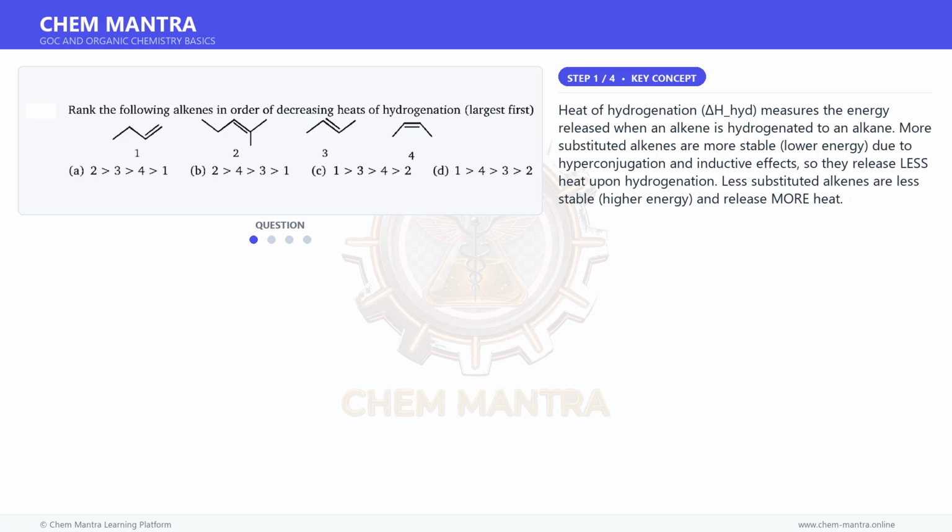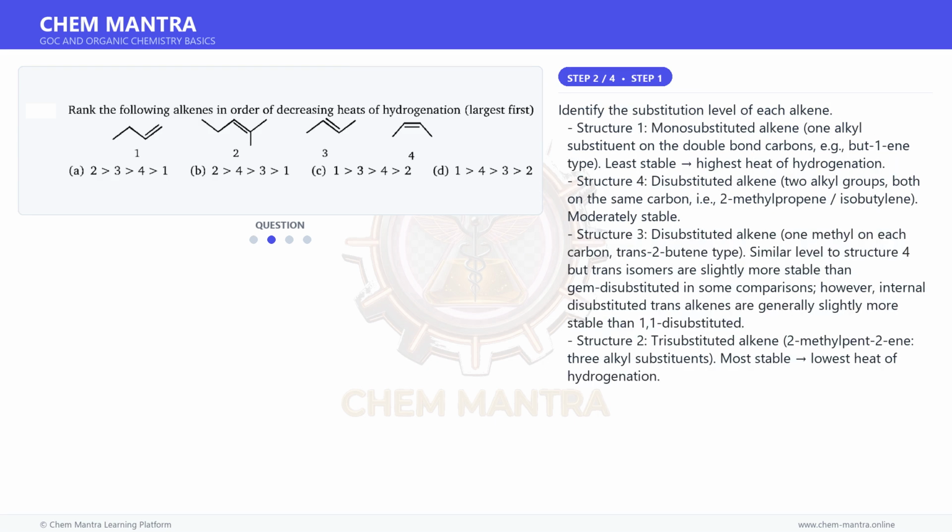Heat of hydrogenation, delta_HYD, measures the energy released when an alkene is hydrogenated to an alkane. More substituted alkenes are more stable, lower energy, due to hyperconjugation and inductive effects, so they release less heat upon hydrogenation. Less substituted alkenes are less stable, higher energy, and release more heat.